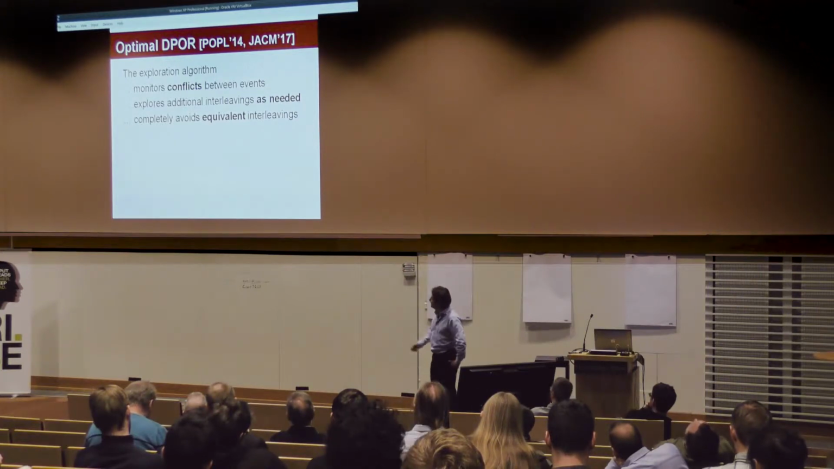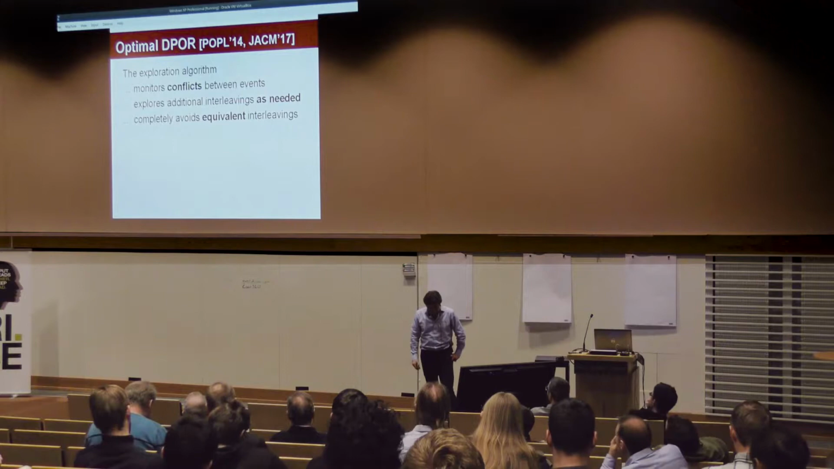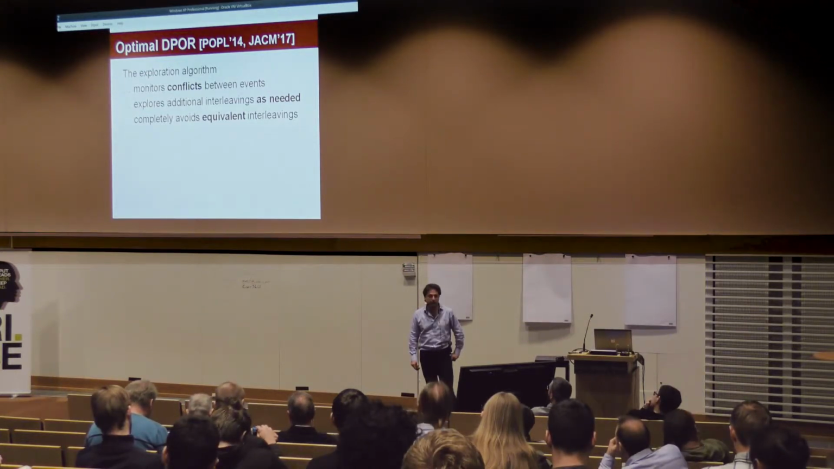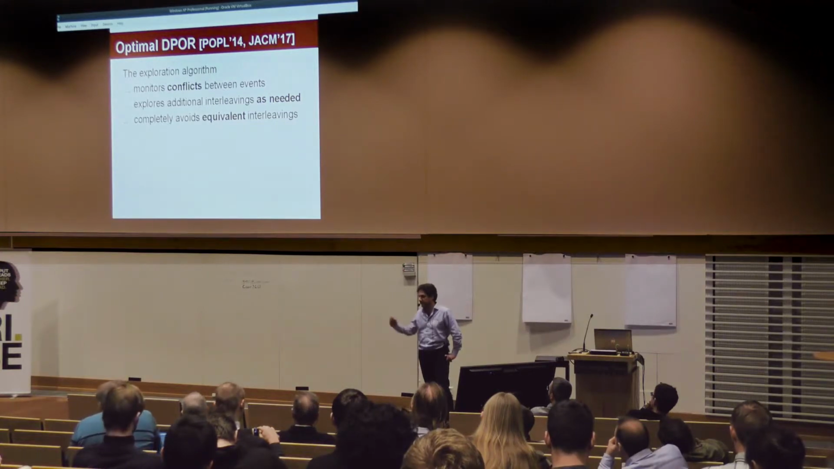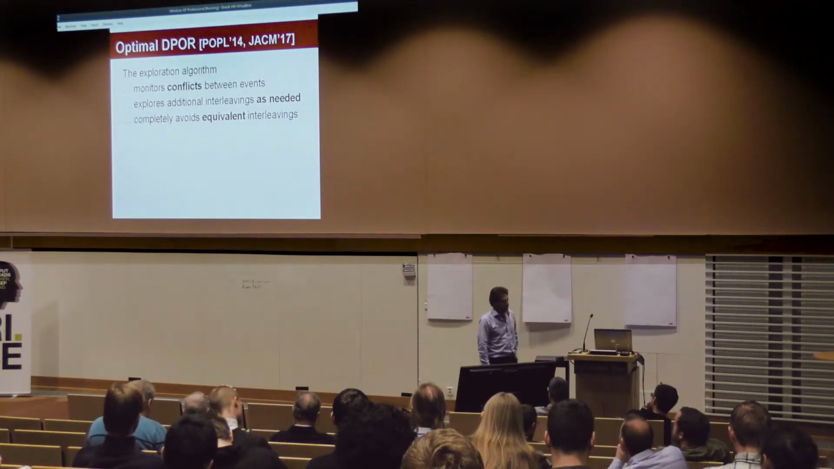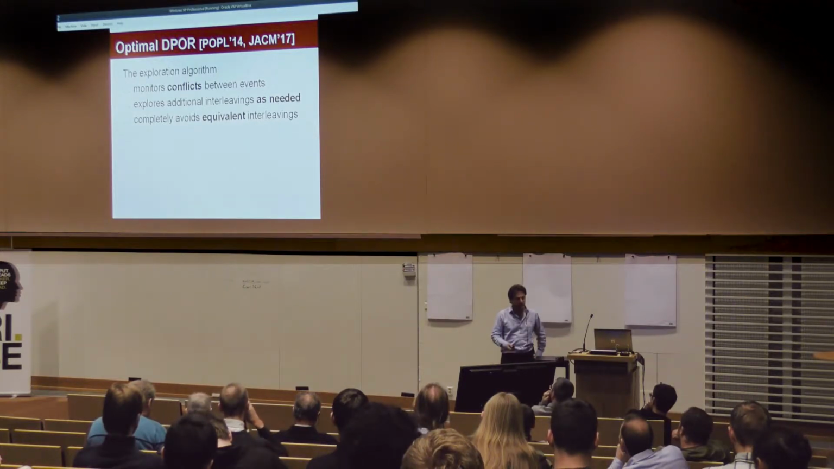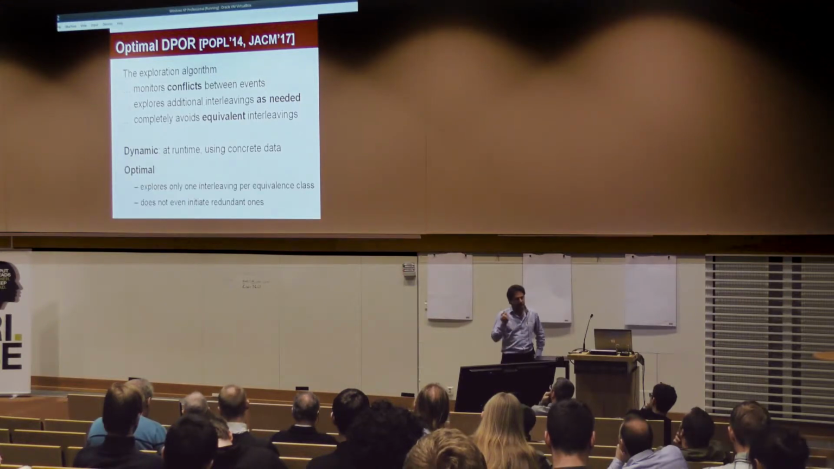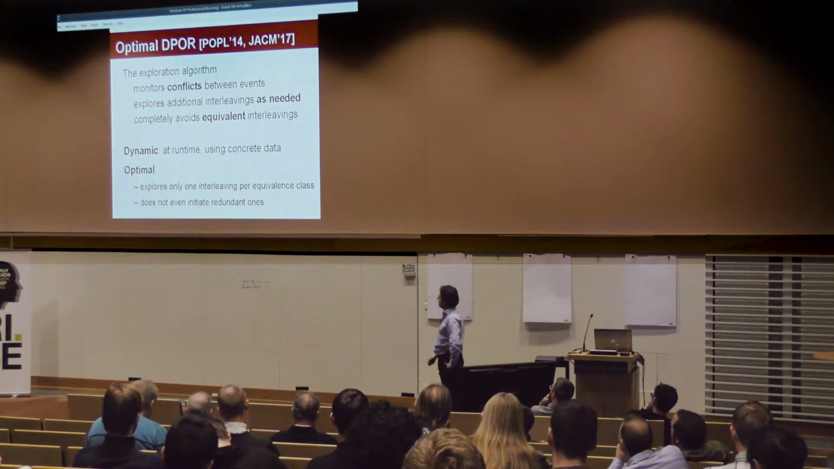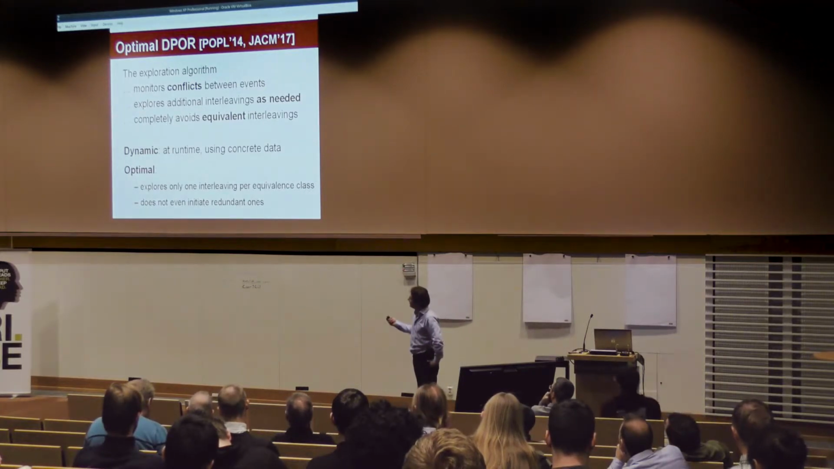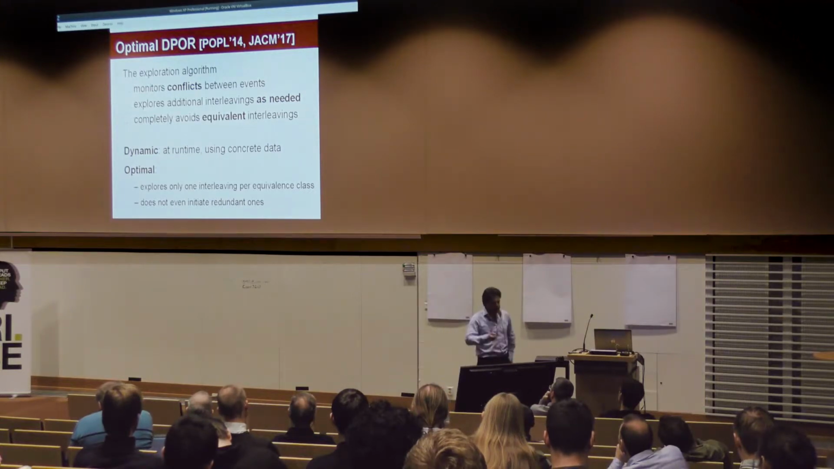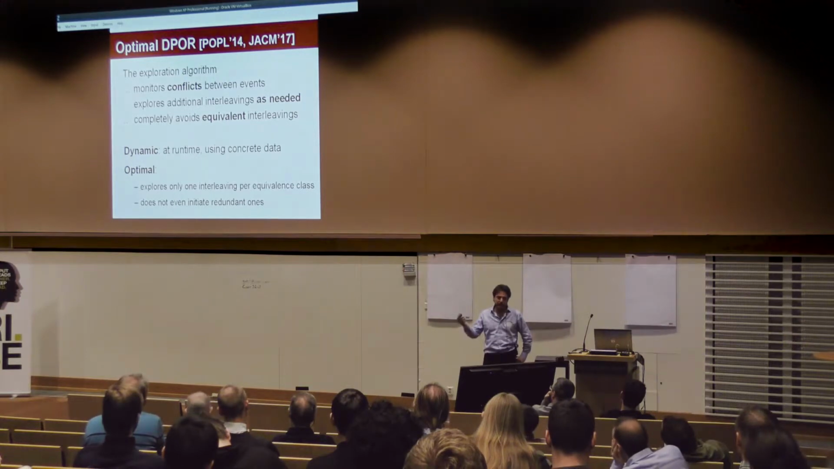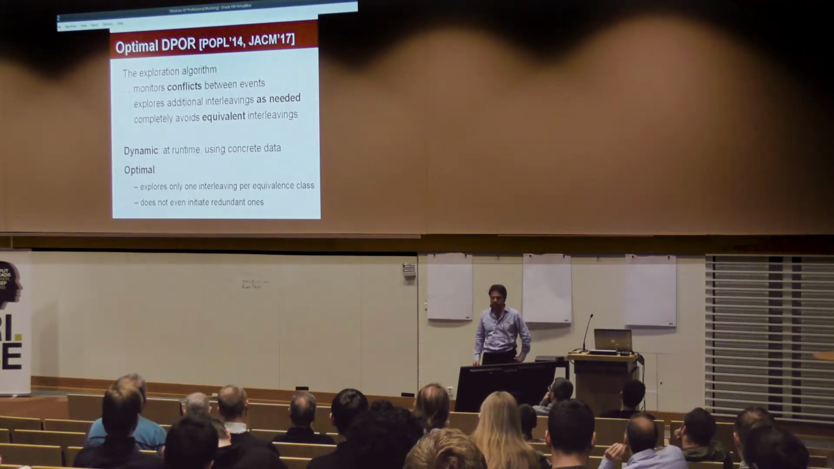And actually, one of the things that we have done as a group in Uppsala is to come up with a new algorithm called the optimal dynamic partial order reduction algorithm that does this sort of thing in a more clever way and doesn't just handle this particular case that I showed you in the previous slide, but also handles other cases. And it's actually the first algorithm for dynamic partial order reduction to be proven optimal, in the sense that it will explore only one interleaving per equivalence class in the partial order, and will not even initiate redundant ones. So we have successfully used this algorithm both in Conqueror and in another tool called Nidhugg to test big code bases like the RCU code from the Linux kernel.